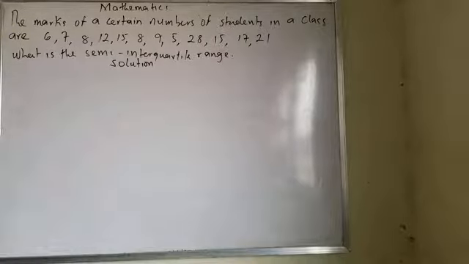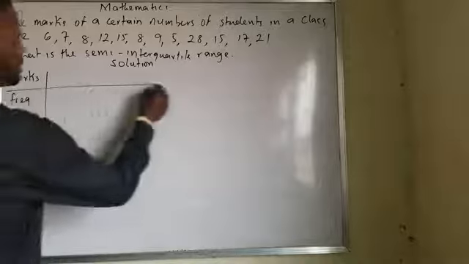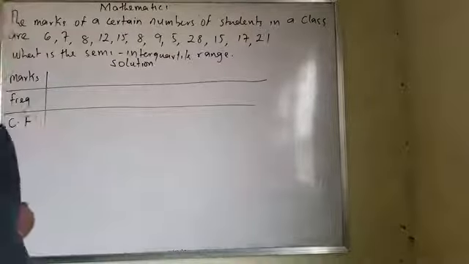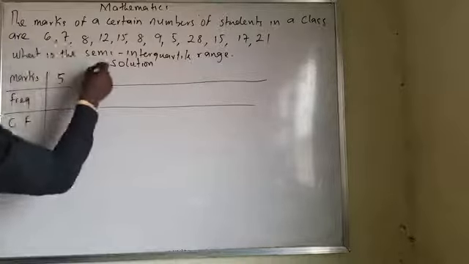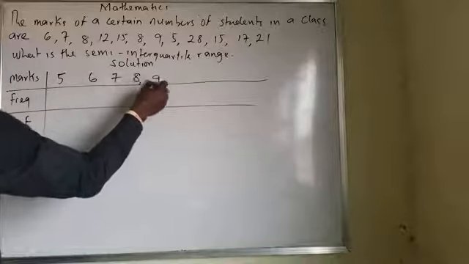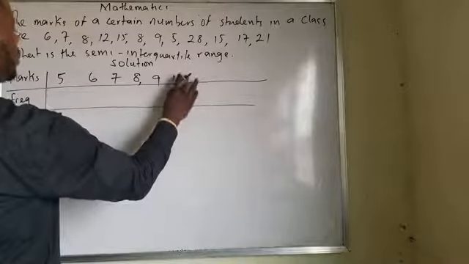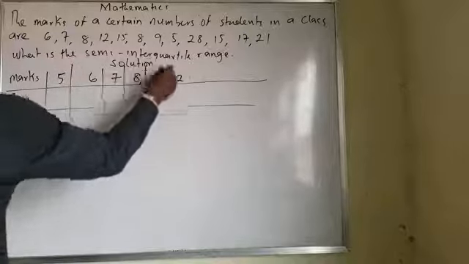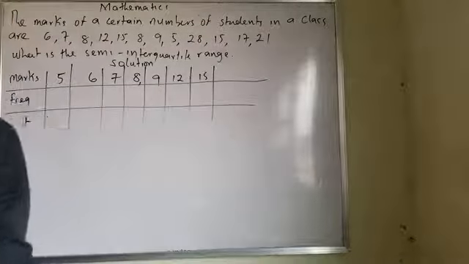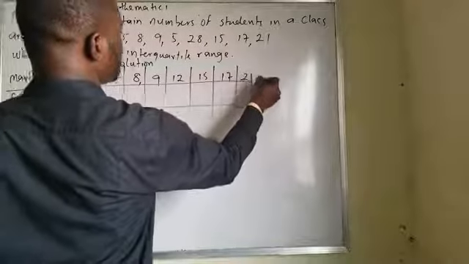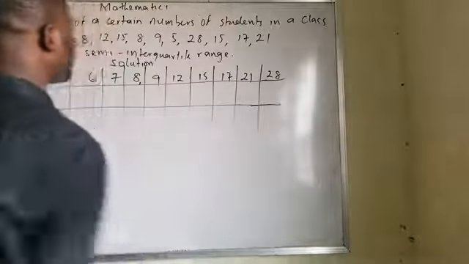Solution to this problem. The first thing I will do is to write marks, frequency, and cumulative frequency. That is very, very important. Now, what are the marks? We have 5, 6, 7, 8, 9, 10, 12, 15, 17, 21, and 28. Okay, that is the first thing I will do.